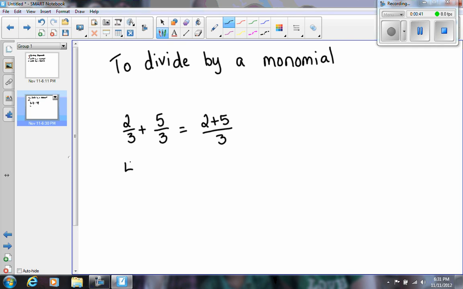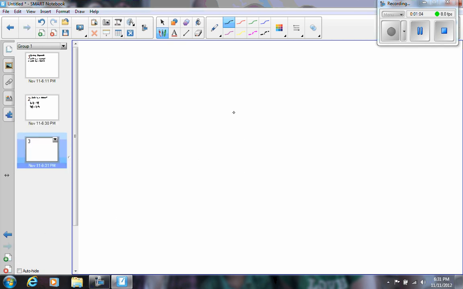Well, it's also true if you go the reverse direction. So suppose I have 4 plus 5 over 7. Well, I can also split that apart and say that that's equal to 4/7 plus 5/7. You probably can all see why that's true, and you might wonder, why would I want to do that? Well, we're going to use that idea to divide a monomial.